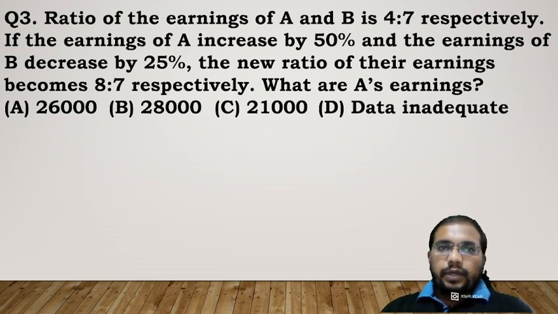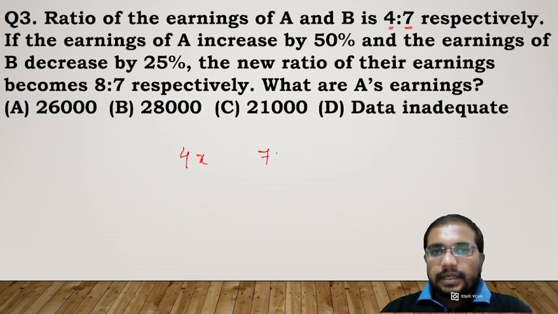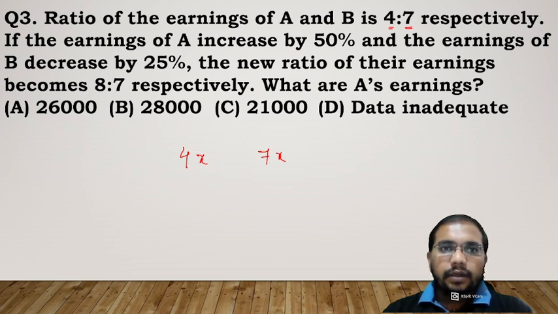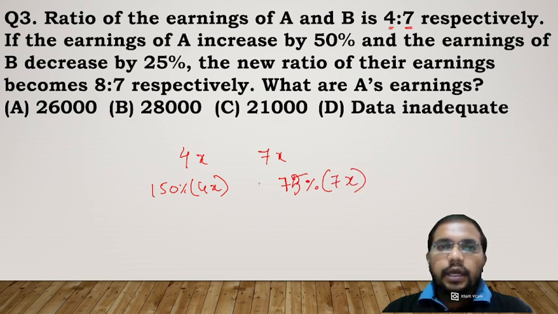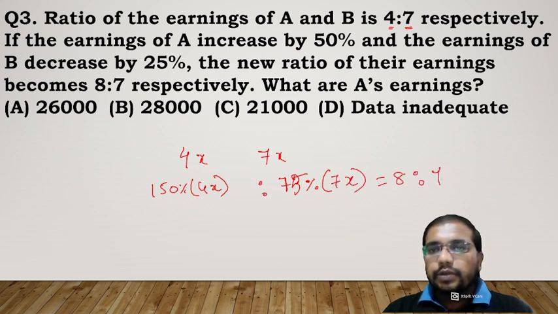By seeing this question only, you can say what the answer is. No need to solve anything. I'll tell you. Ratio of earnings of A and B is 4:7. Initially, this is 4x, this is 7x. Okay. Now, A's income is increased by how much percentage? 50. That is 150 percent of 4x. And B's income, or earnings, is decreased by how much? 25. That means the new earning is how much percentage? 75 percent of 7x. If you take this ratio equal to 8:7, they are saying.